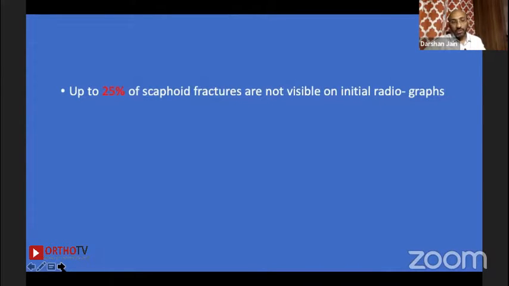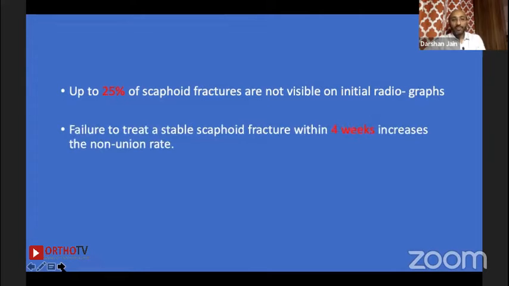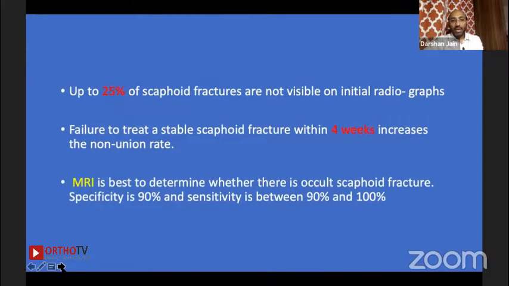We should always, as I told, keep the element of doubt very high. And failure to treat these stable fractures within 4 weeks increases the non-union rates. MRI is the best to determine whether there is an occult scaphoid fracture. The specificity is almost 90% and sensitivity is anywhere between 90 to 100%.